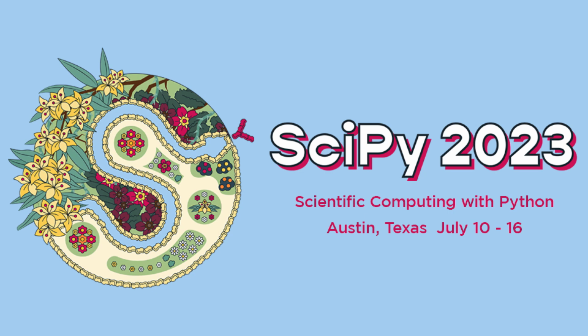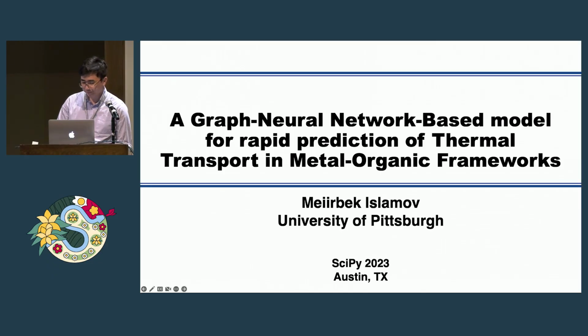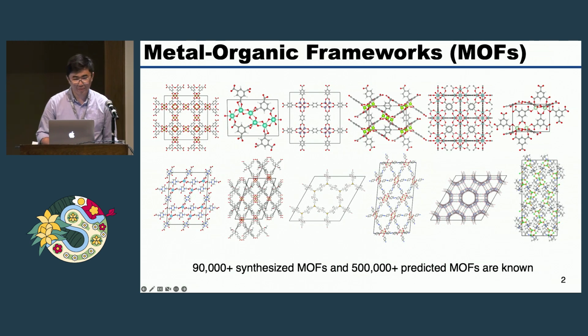So hello everyone. I'll talk mainly about thermal transport in MOFs and some machine learning and high-throughput screening. MOFs are a rapidly growing class of crystalline materials constructed from metal nodes and organic ligands. There are over 90,000 synthesized MOFs and 500,000 predicted MOFs known to date. So the MOF design space is really huge.